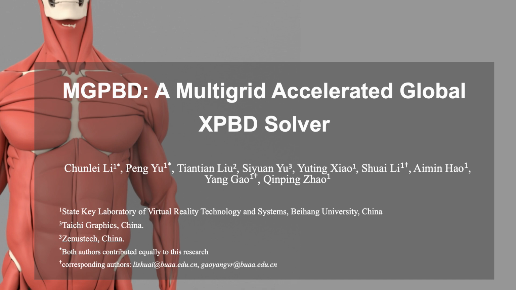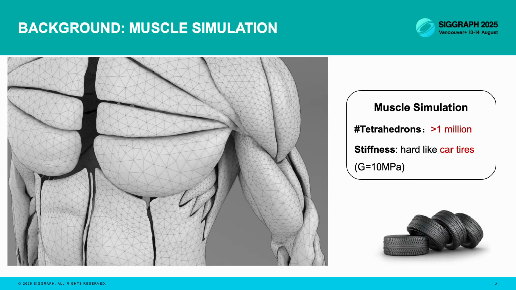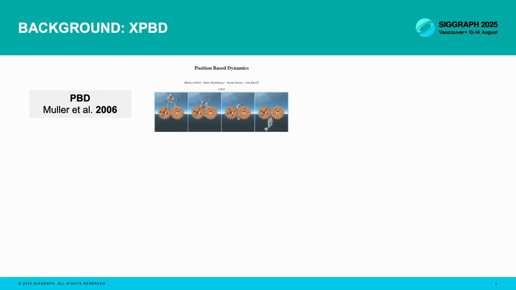I will be presenting our recent work, MGPBD, a multi-grid accelerated global XPBD solver. Deformable simulation is critical for animation, but some scenarios are particularly challenging. Take muscle simulation, for example. Two key challenges stand out: high resolution, over 1 million tetrahedrons, and high stiffness. Tightened muscles act almost as hard as car tires.